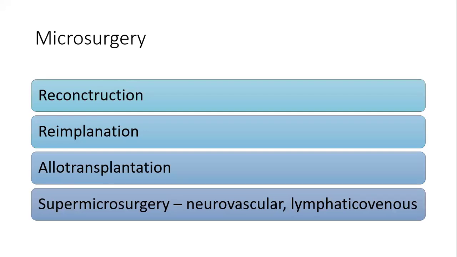A recent advance is microsurgery, which usually uses extra magnification and specialized instruments to repair the intricate structures in the body. Right now, it is into reconstruction, reimplantation, allotransplantation, which is from a completely different donor graft, and super microsurgery, which involves neurovascular structures and also lymphatico-venous anastomosis.